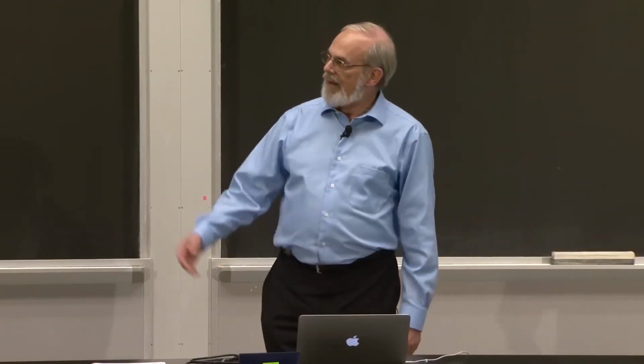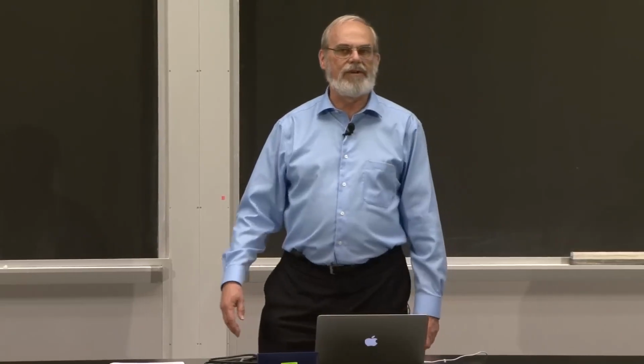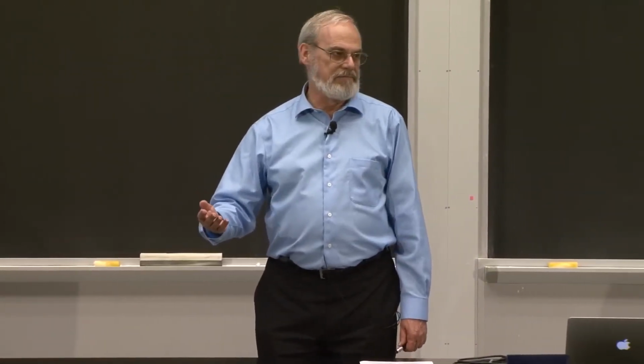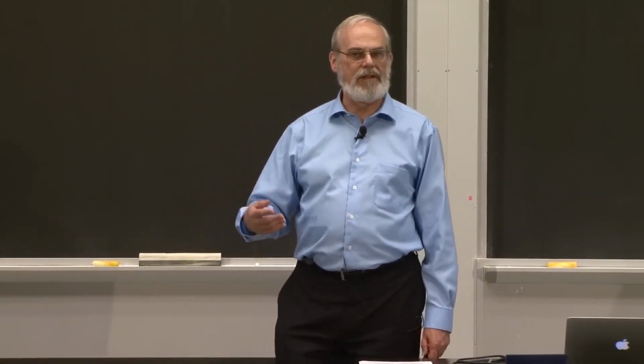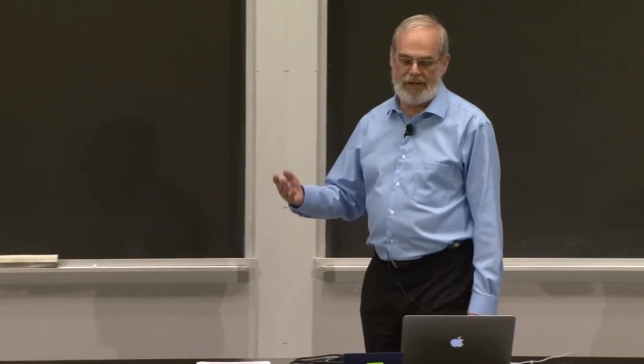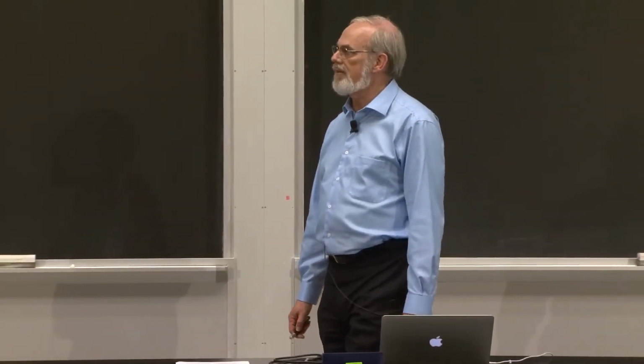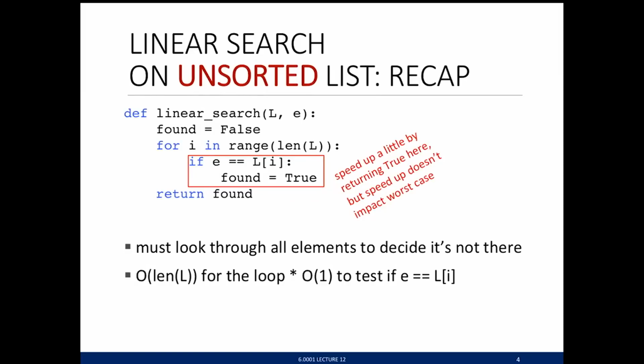And of course, what we knew is we have to look at everything to see if it's there or not. I could speed this up by just returning true at this point. Well, that would improve the average case, doesn't improve the worst case. And that's the thing we usually are concerned about, because in the worst case, I got to go through everything. And just to remind you, we said this is order length of the list to go around the loop right here. And inside the loop, it's constant work. I'm doing the same number of things each time. That's order n times order 1. And by our rules, that's just order n. So it's linear in the size of the problem.